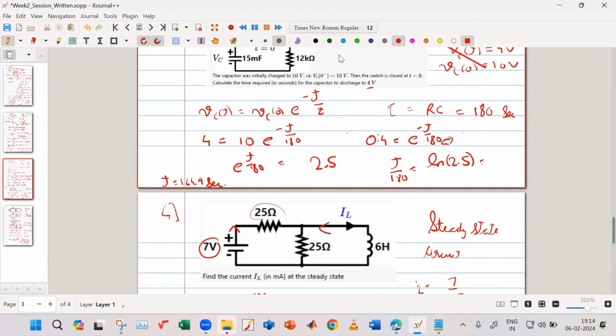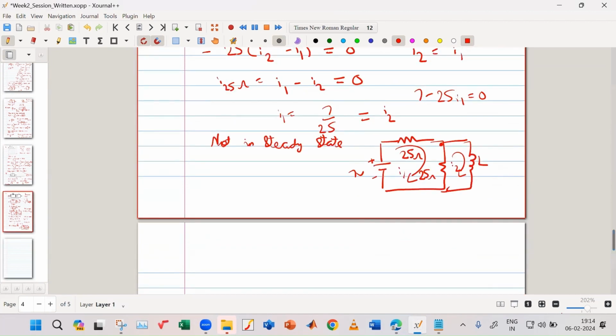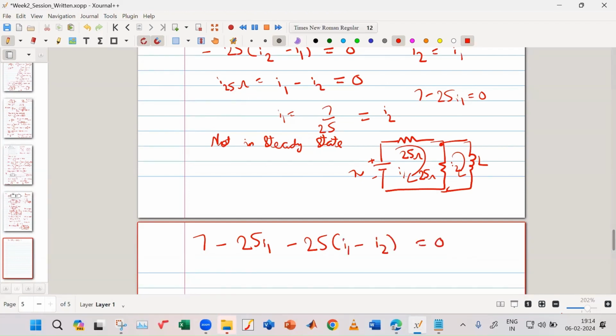So you'll have to consider the 6 ohm, and you will get differential equations. You will apply KVL and KCL. Let us apply mesh analysis, okay? This is my I1, this is my I2. I'll apply KVL in mesh 1. That will be 7 minus 25 I1 minus 25 into I1 minus I2. This is equal to 0.